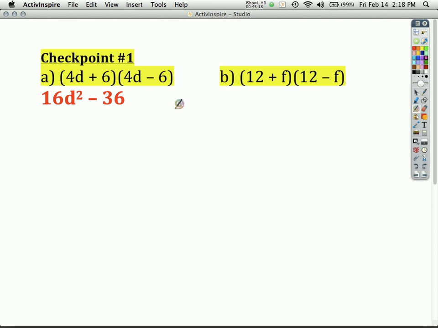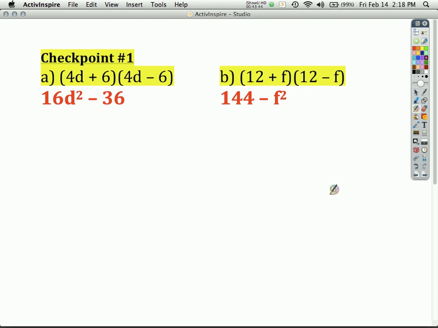It is 16d squared minus 36. What about part B? What'd you get? Got Catalina, Kamoy, and then Alia. Okay. 144 minus x squared. So they all agree, and that's correct.